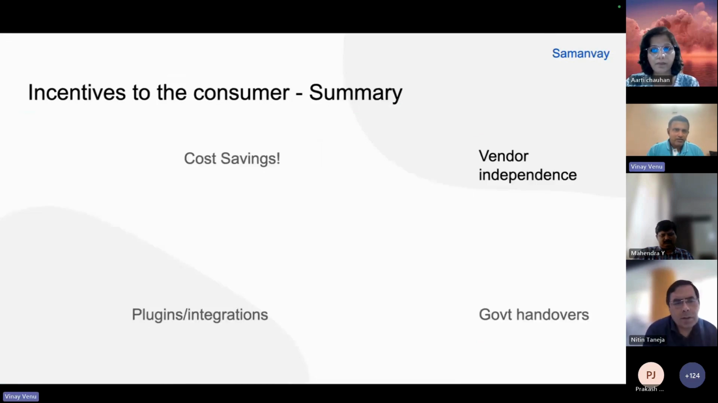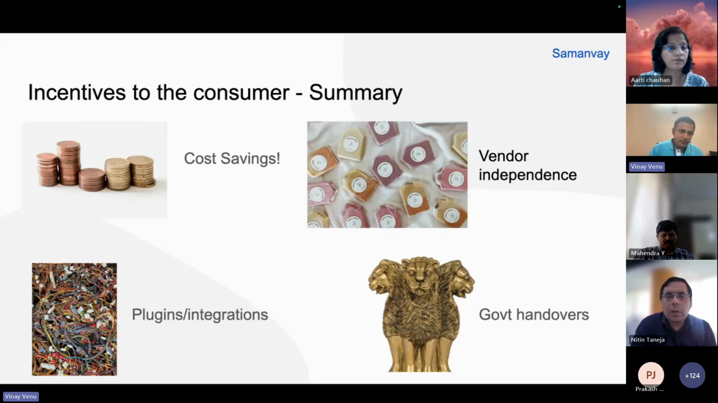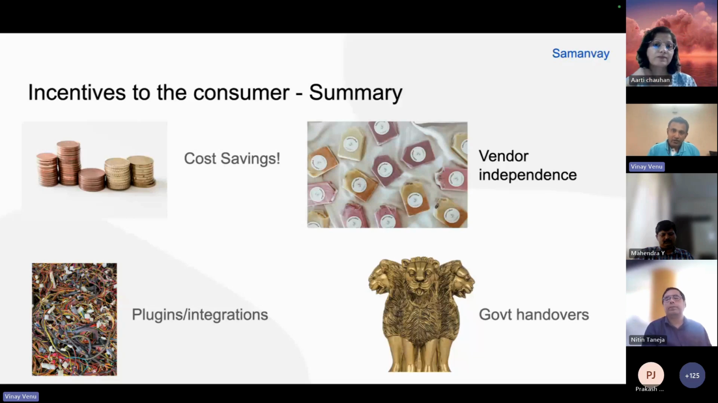So just summarizing, there is potential cost savings. Don't take this at face value. You have to do your homework before you figure it out. You could have plans like what Nasscom provides, for example. You might not necessarily have a cost savings plan, but that's something you have to look out for. You have vendor independence, again something you have to look at, but there is a possibility of vendor independence in what you take. There are lots of plugins and integrations that keep happening over time. And for government handovers, things are relatively easier. So these are the incentives for a consumer.